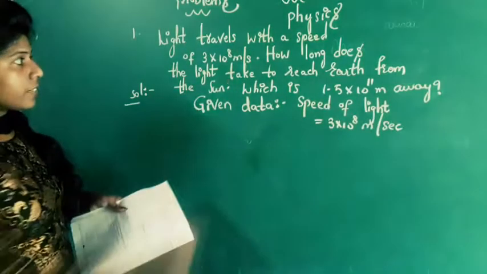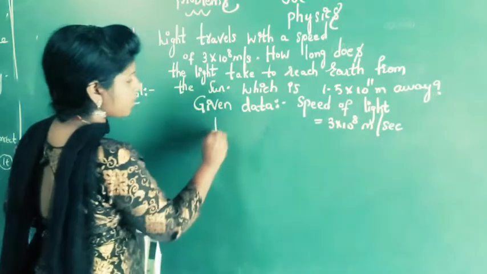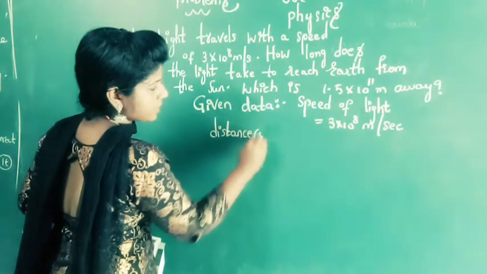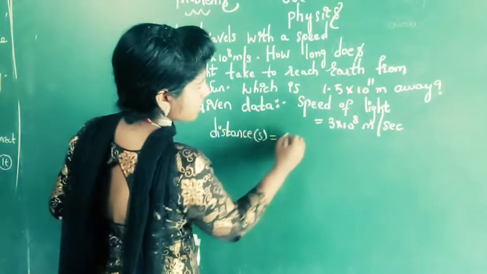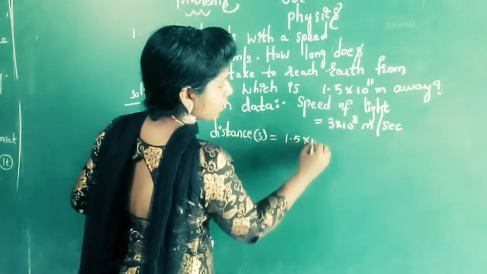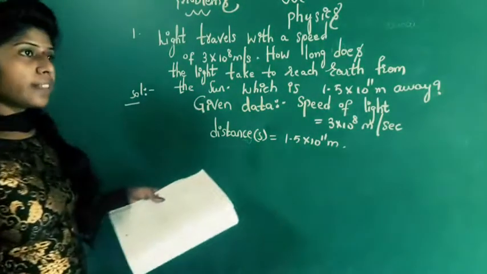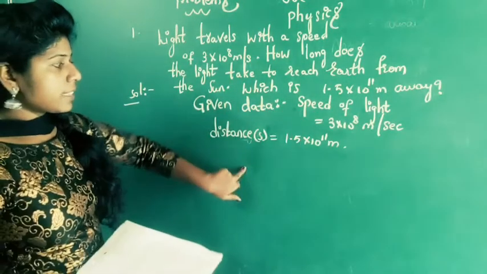Next one, given distance. What is the distance given? Distance is denoted with letter S, which is equal to 1.5 into 10 power 11 meters. Okay, and also we know that speed is given, at the same time distance is given.